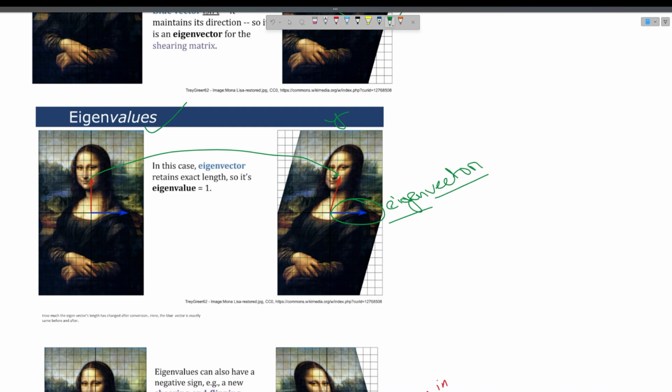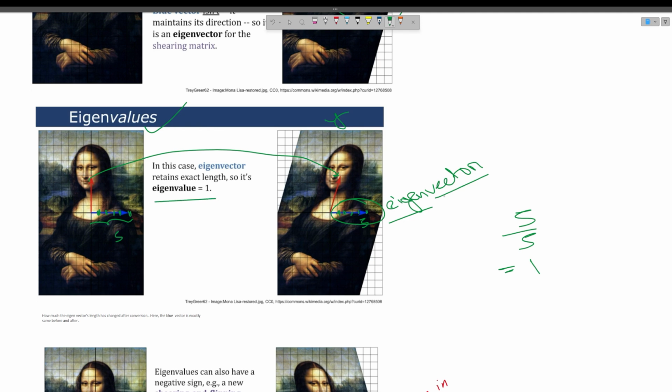Now the question arises: here you see we have 1 unit, 2, 3, 4 and 5. It had a length of 5. After the conversion, does it have the same length? You see 1, 2, 3, 4, 5, the same, it is 5. That means if it is exactly the same, then if we divide them we will have 1. That means this is the eigenvalue.